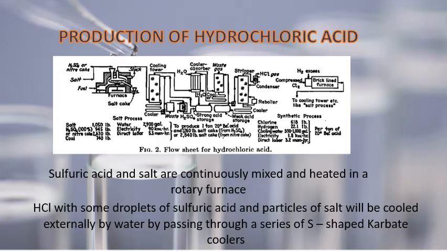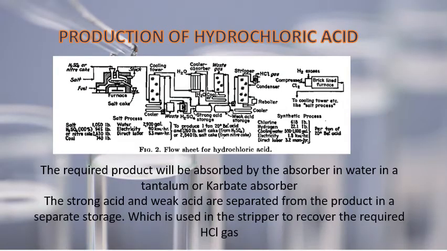Sulfuric acid and salt are continuously mixed and heated in a rotary furnace. HCl with some droplets of sulfuric acid and particles of salt will be cooled externally by water by passing through a series of S-shaped carbate coolers. The required product will be absorbed by the absorber in water in a tantalum or carbate absorber. The strong acid and weak acid are separated from the product in a separate storage, which is used in the stripper to recover the required HCl gas.